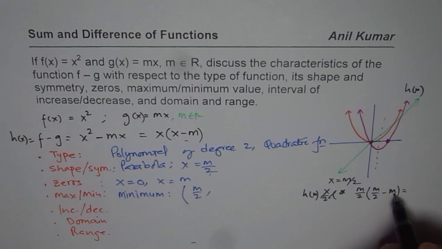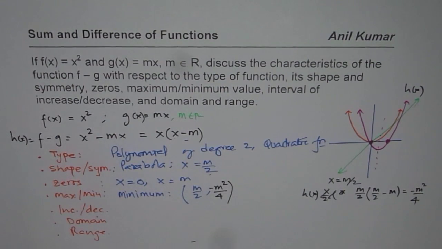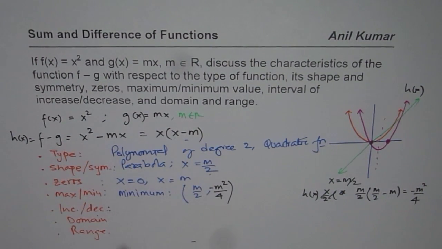That gives us m over 2 minus m, which is minus m over 2. So we get minus m square over 4. So the value is m square over 4 with a negative sign. So that is the minimum, right? So of course the minimum value is minus m square over 4 depending on the slope. You got the idea, right? So that is how it is going to be.